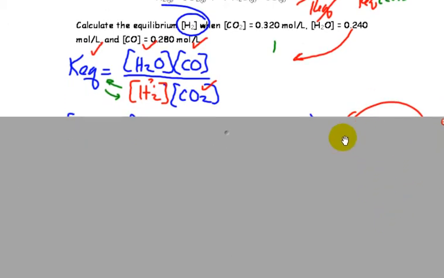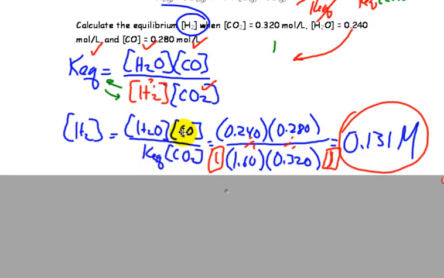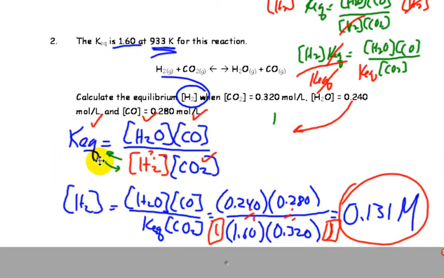Or you can take a look here and see that, oh, here it is right here. A simple way to do it is to just switch the places, which is really what we did. And then it's easy, just substitute the equilibrium concentrations. So my H2O, 0.240, CO, 0.280, KEQ, 1.6, and lastly CO2 is 0.320.